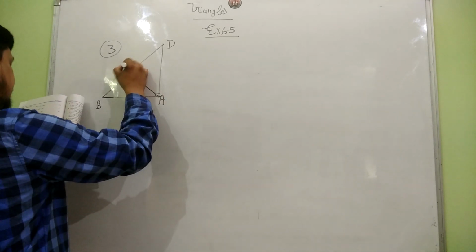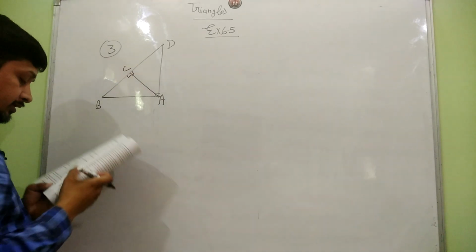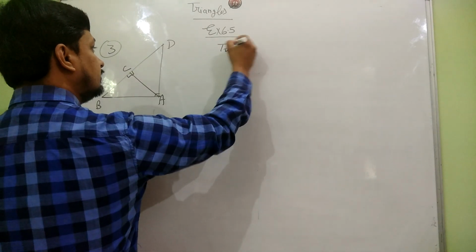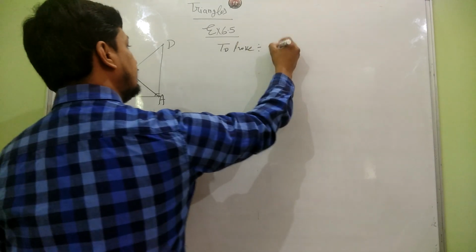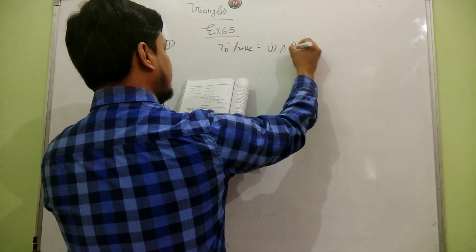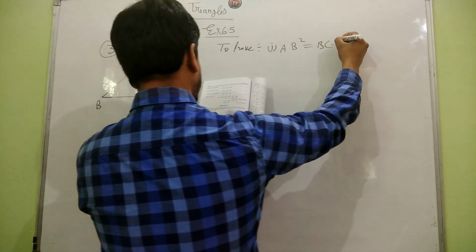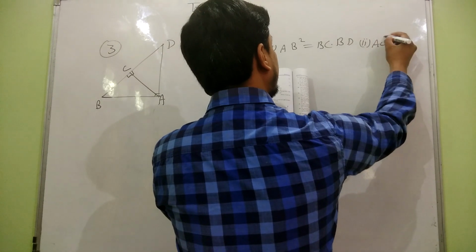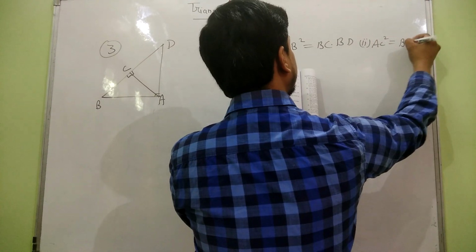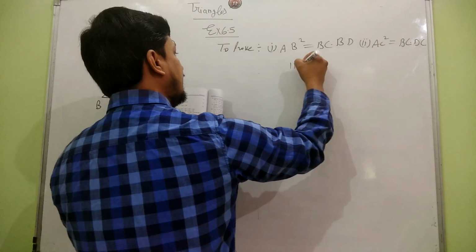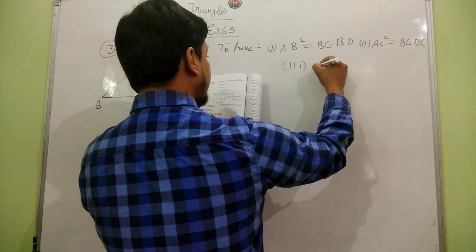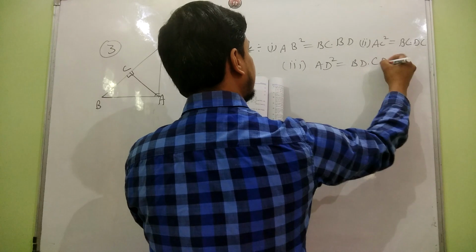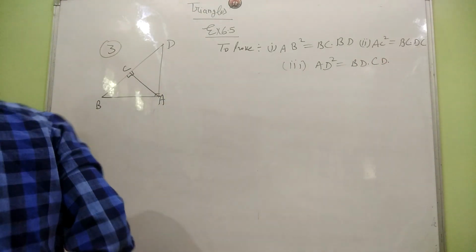And AC is perpendicular to BD. So it is given. So we have to prove these three relations. In the first relation, we have to prove AB square equal to BC into BD. In the second relation, we need AC square equal to BC into DC. And in the third relation, we need AD square equal to BD into CD. So this is the result we have to prove.